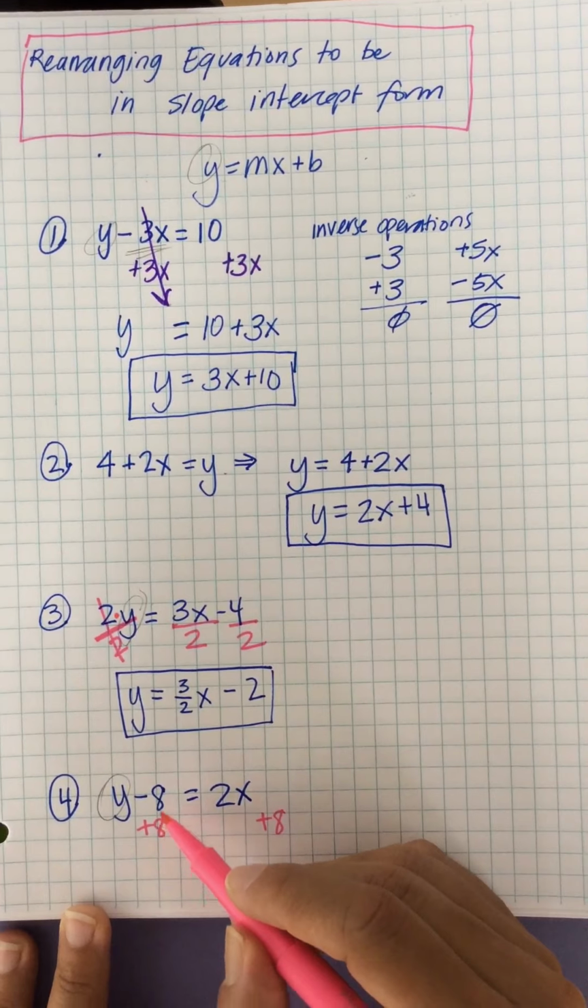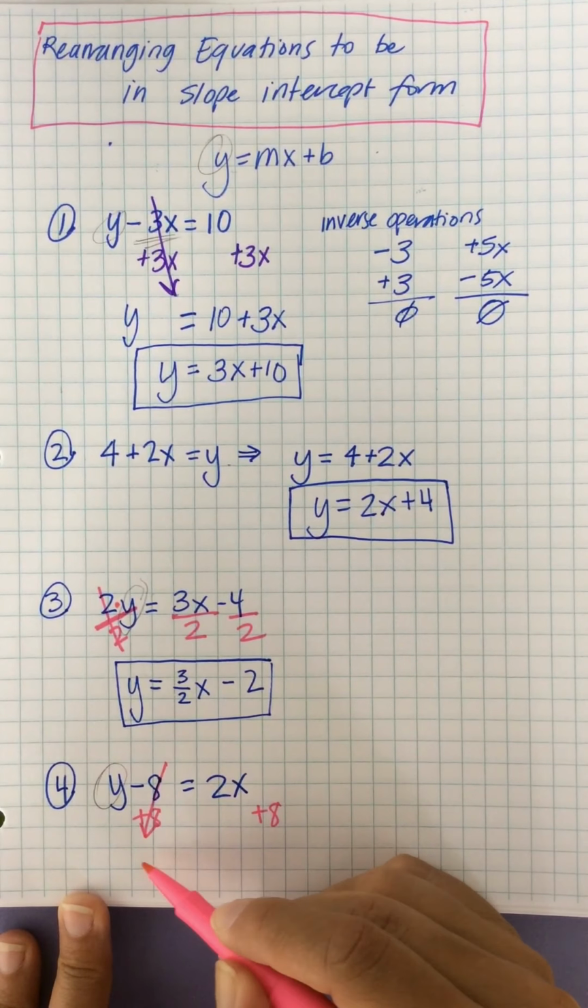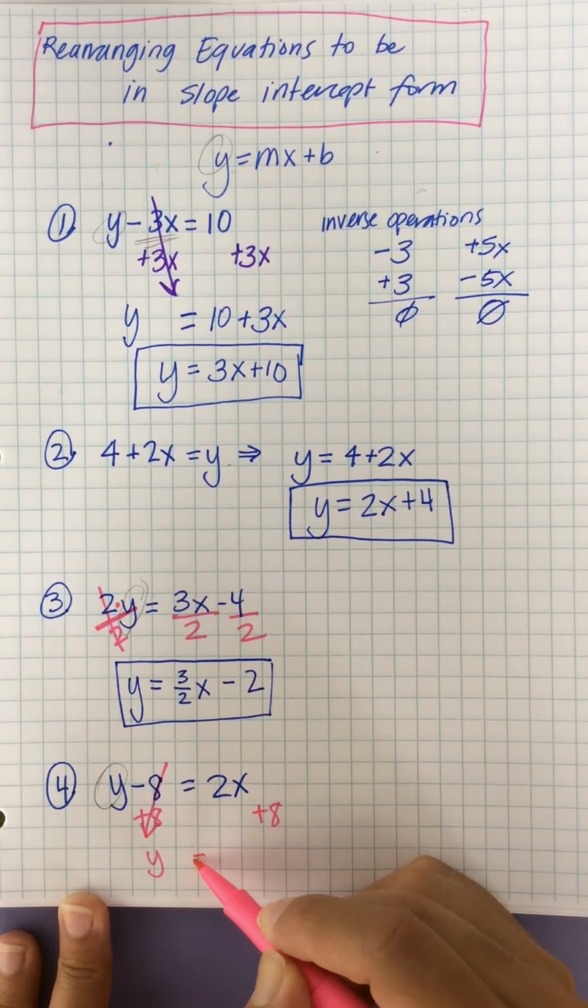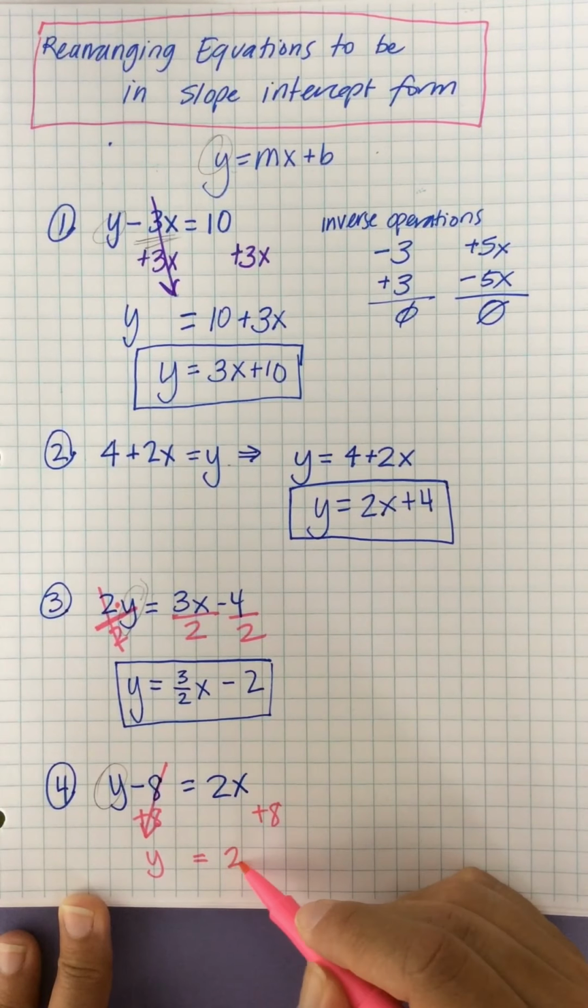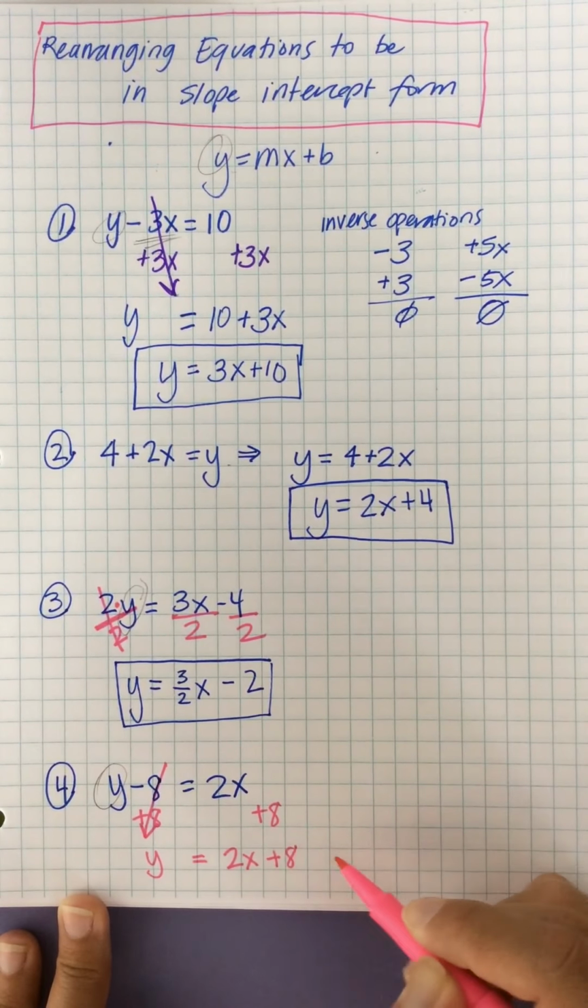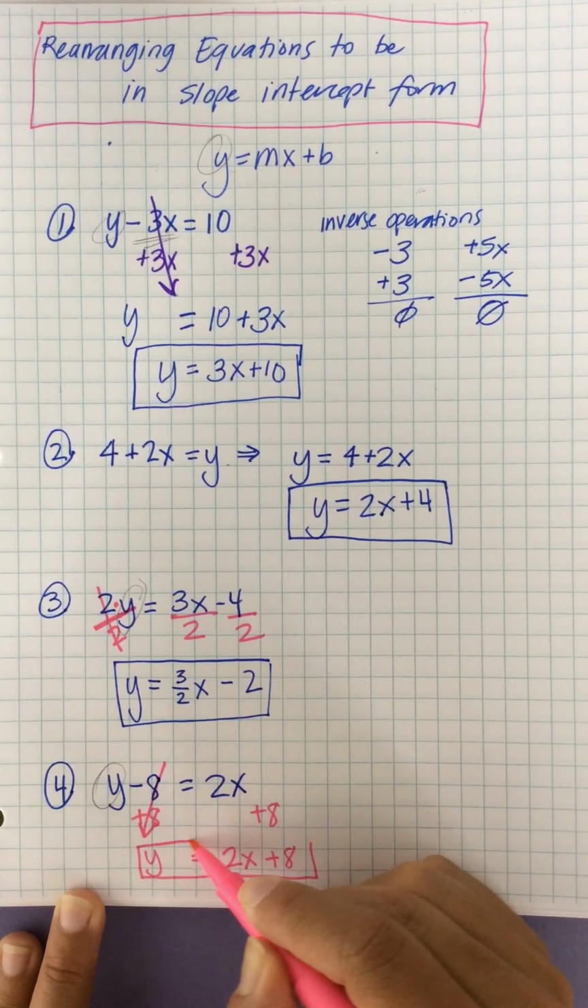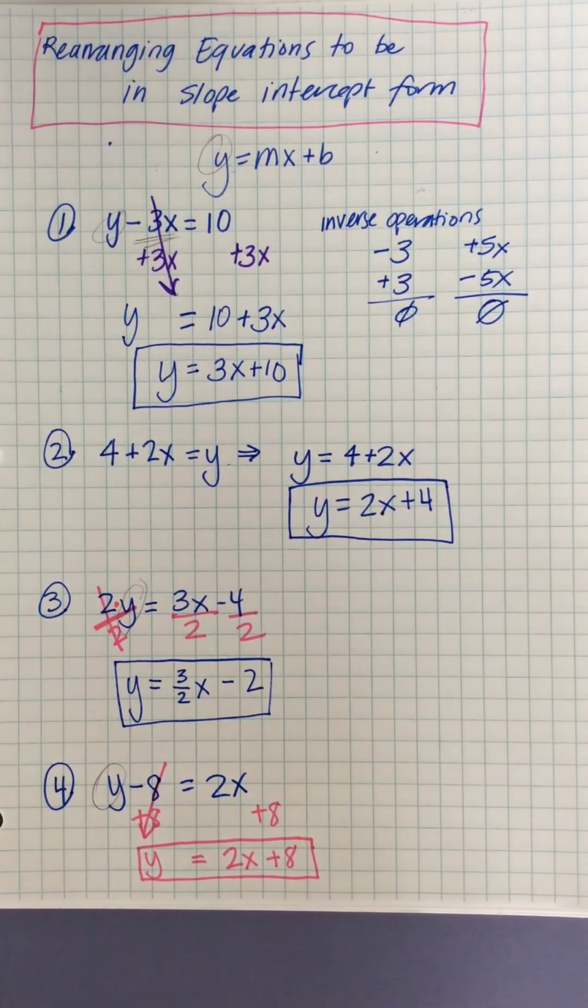So what happens here? Negative 8 plus 8, that goes away. Phew, I just have my y by himself, just like he likes it. And on this side, I have 2x plus 8. So there is my equation in slope-intercept form. All right, we're going to try a couple of these together today until it doesn't feel so wonky anymore.